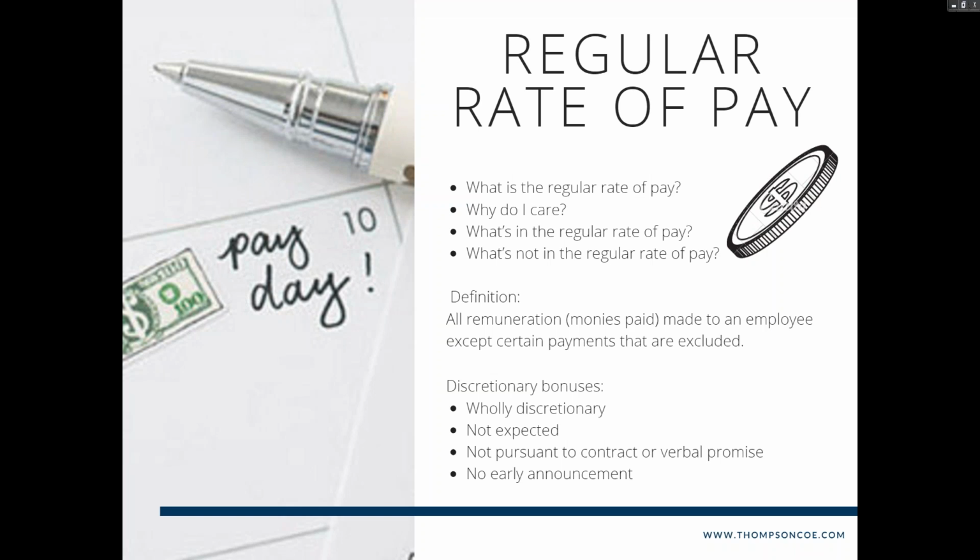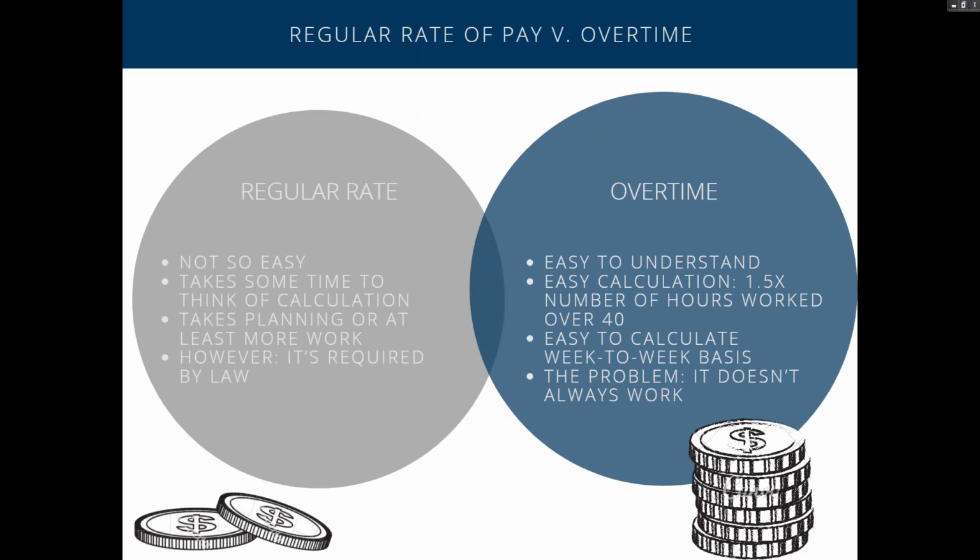With regular rate of pay, the real key here is, first of all, what is the regular rate of pay? A lot of times we talk about hourly rate, and we talk about paying overtime on the hourly rate. That's really not legally the full picture here. The regular rate of pay consists of everything that's paid to the employee, so it's more than the hourly rate. It includes bonuses. It includes other forms of pay and compensation that the employee might get. So we want to lump all of that into the regular rate of pay.